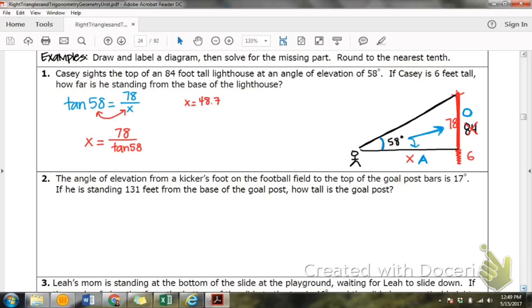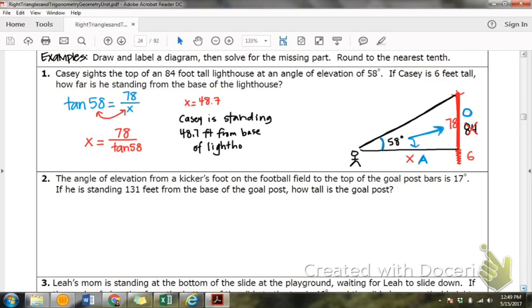And remember, if it's a story problem, we answer it with a sentence. Who wants to give me your sentence? Casey is standing 48.7 feet away from the base of the lighthouse. Perfect. I'm writing it too, so you can write it. 48.7. Is it feet for sure? Yes. Okay. Feet from the base of the lighthouse.